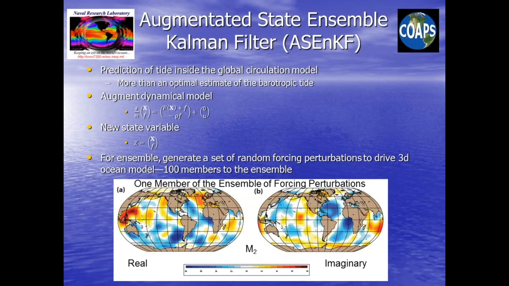And we generated this randomly, and the scales of this kind of looked like what that self-attraction and loading field looked like, just how we did it. So we created 100 of these perturbations. We ran the full 3D model with this extra term 100 times for a month to get this new set of ensemble members.